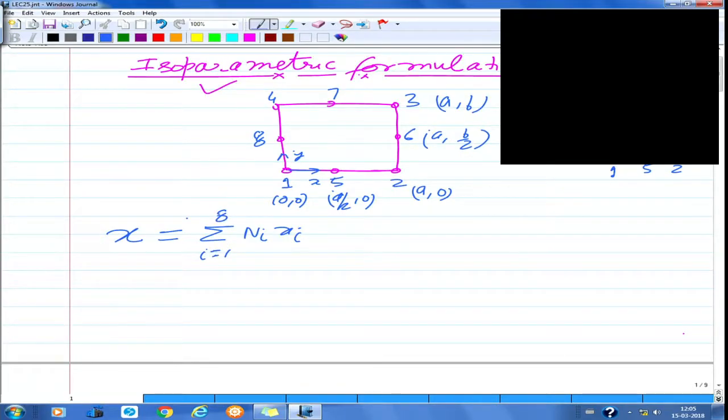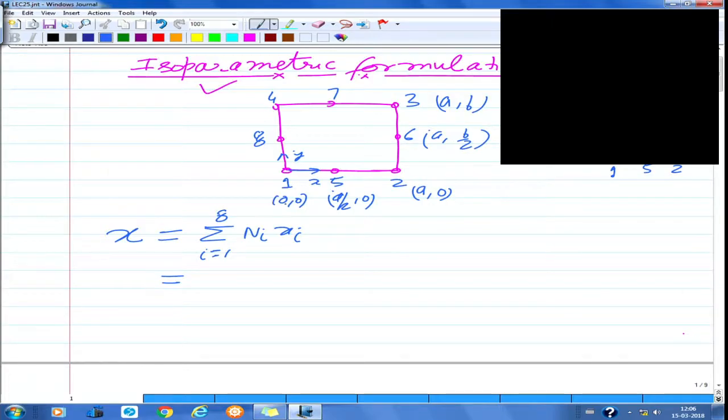I am just trying to show you that although this is with 8 nodes, both xy and the field variable of interest are interpolated using quadratic polynomials. But when we look at the final expression for x, it would be only linear in xi and eta. X will be linear in xi, and in this case y will turn out to be linear in eta. So that is what I wanted to show you.